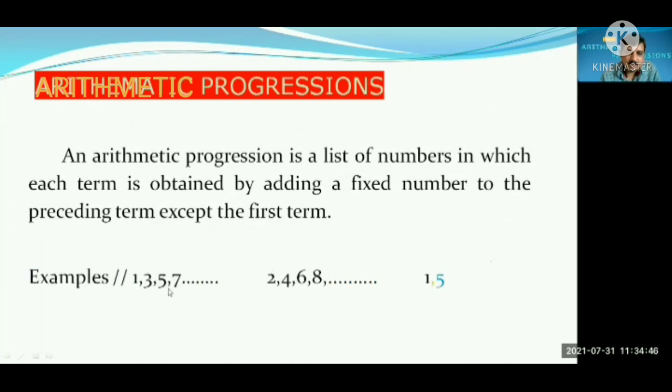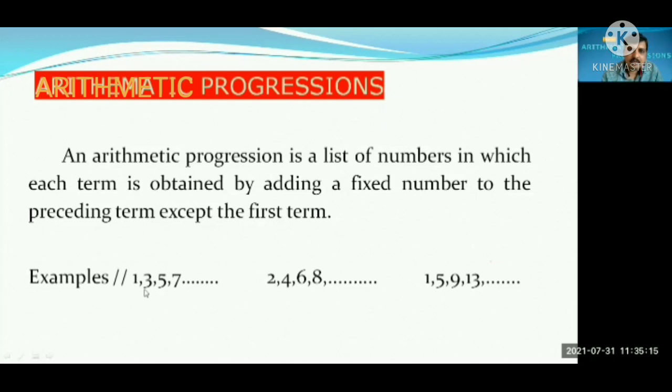We'll see some more examples of arithmetic progression. 1, 3, 5, 7. The list of odd numbers is also an arithmetic progression. See, what is the common difference here? 1 plus 2, 3; 3 plus 2, 5; 5 plus 2, 7. The next number is 7 plus 2. Like this, it is an infinite arithmetic progression. So here the fixed number is 2, that means the common difference.